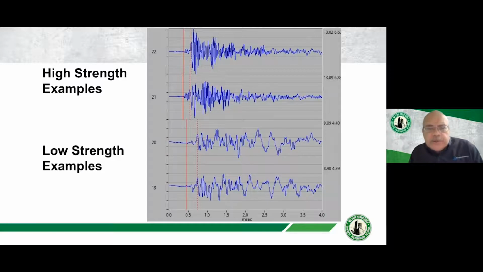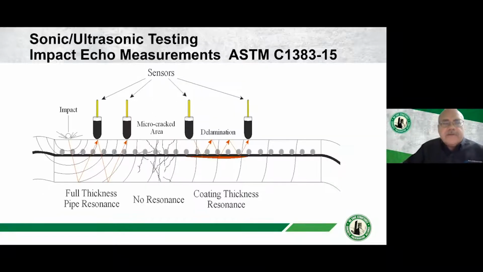The top 2, channel 22 and 21, are good, strong, competent concrete. We have the signature that we would expect: the shear wave, compressional wave, Rayleigh waves. The bottom 2, channel 20 and channel 19, those amplitudes start to get stretched out. And that's indicative of what we would consider to be less competent concrete, from some cracking, from some deterioration. Maybe some moisture is getting in there. So this is the real-time data that we see in the field.